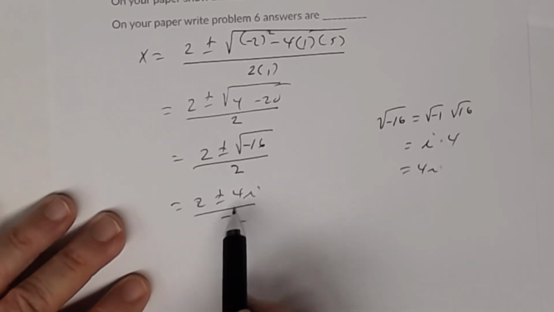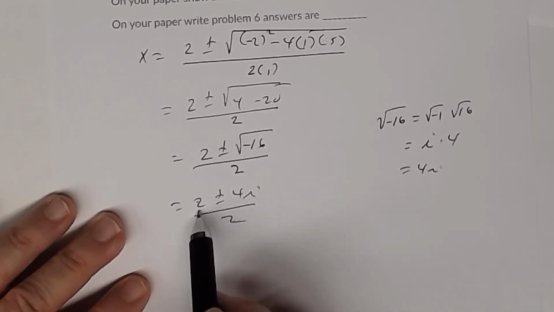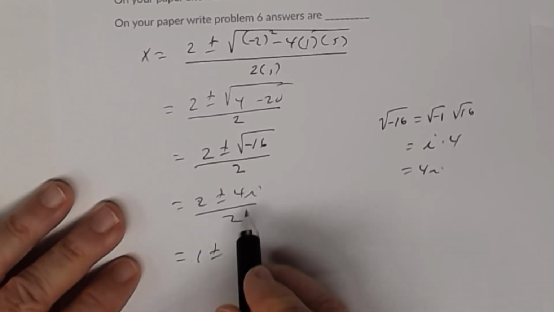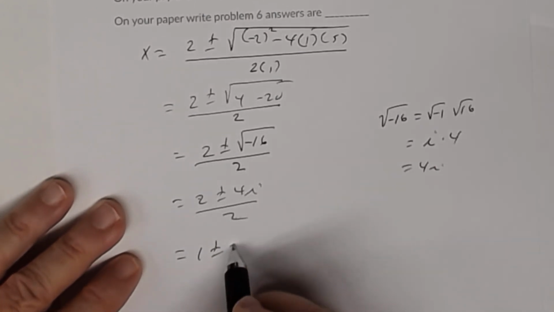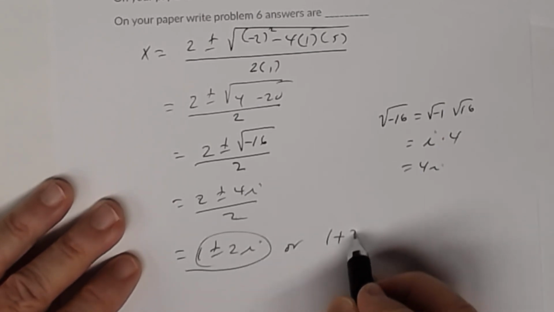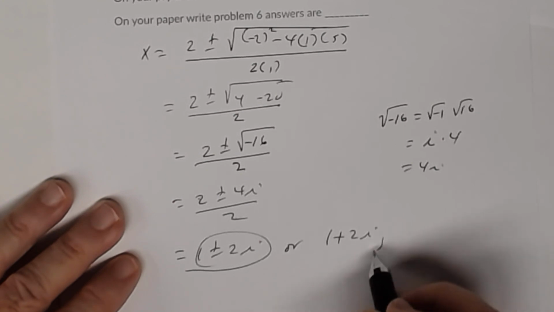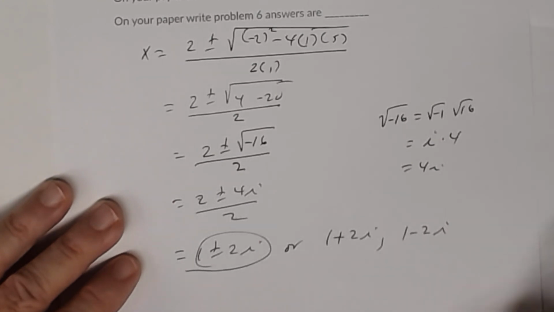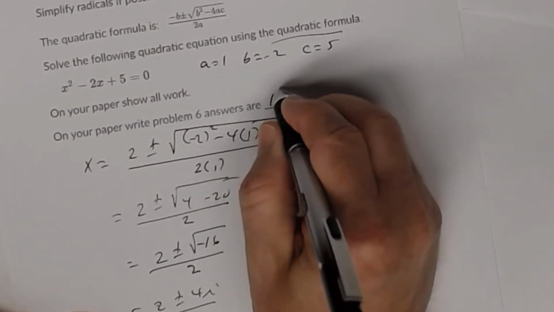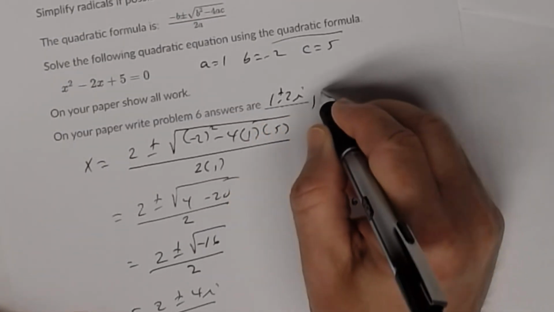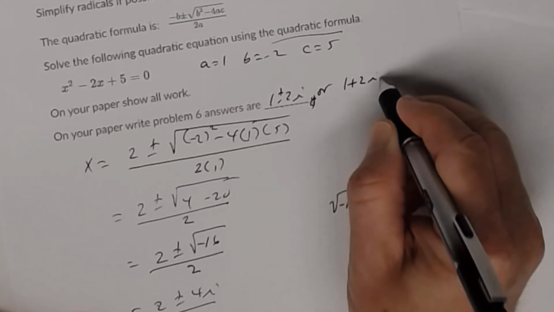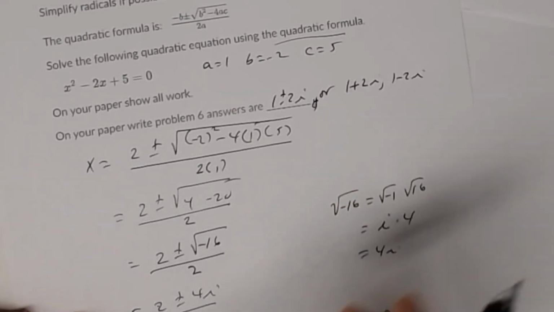And I want you to know that all these terms are divisible by 2. So 2 divided by 2 is 1 plus or minus, and then 4i divided by 2 is 2i. So you could have left your answer like this, or you could have written it as 1 plus 2i, comma, 1 minus 2i. So you could have said 1 plus or minus 2i, or you could have said 1 plus 2i, comma, 1 minus 2i.